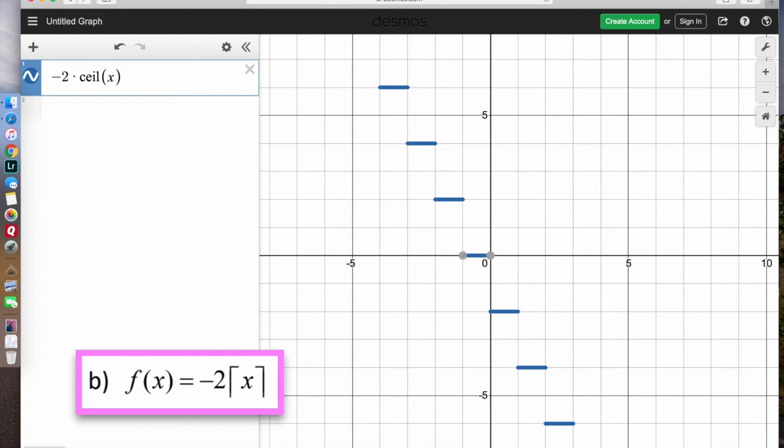Remember that in the ceiling functions, your closed circle is at the left, or the right, I'm sorry, the closed circle is at the right end of the line segment, and the open circle is at the left end of the line segment. And so then you would repeat that pattern all the way up.